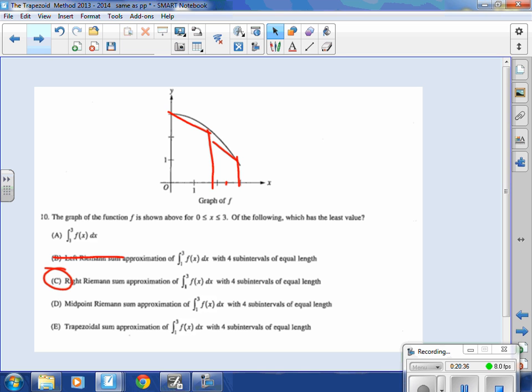Is it bad that we can just do it by inspection? No, some of these are conceptual questions. They're meant to be done by inspection. By the way, one of the choices is the actual value, but we would know that the right sum is less than the actual value, correct?